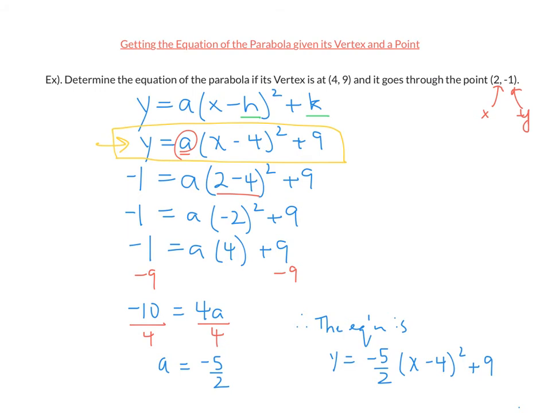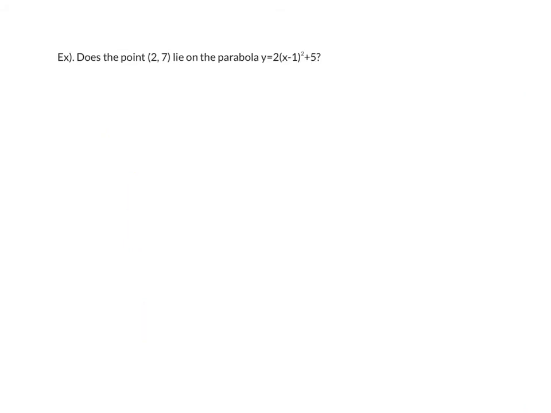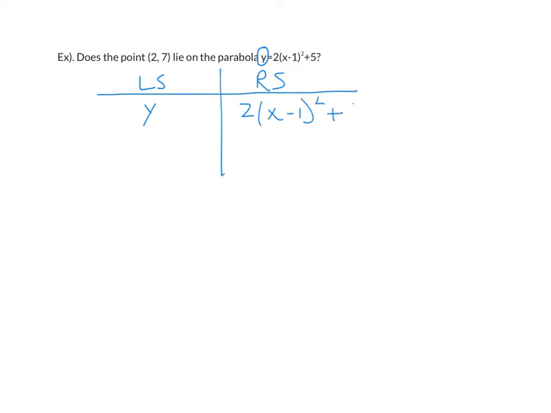Now, taking a look at the next example. Does the point (2, 7) lie on the parabola y equals 2(x minus 1) squared plus 5? Again, what we did before with lines, we did a left side, right side check to see does a point lie on a line. Same thing happens with the parabola. What's on the left side of the equal sign in this particular example is just the y, and what's on the right side of the equal sign is 2(x minus 1) all squared plus 5.